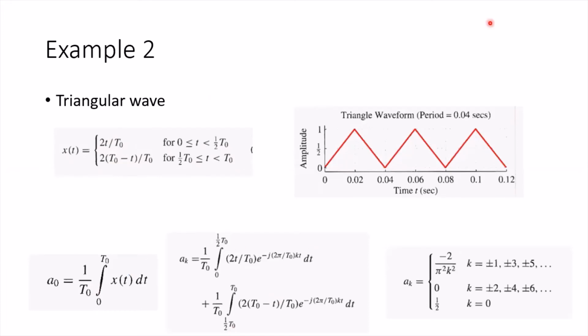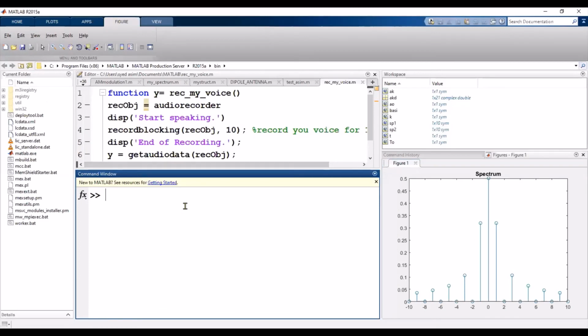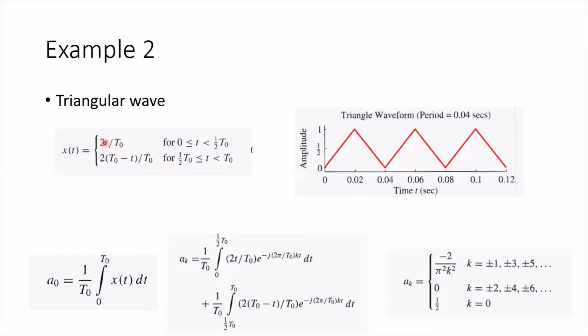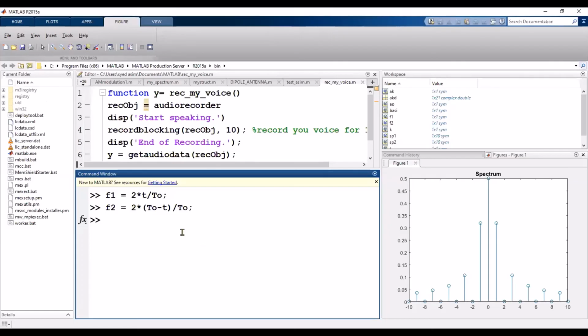Now let's start to calculate this. F1, simply I define F1. F2 basically is the second function for the triangular waveform. F1 is 2t over t naught, and F2 is 2 t naught minus t over t naught. That is basically F1 and F2.